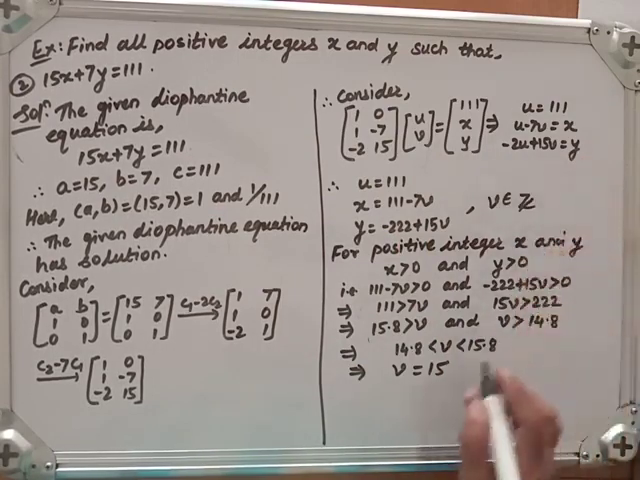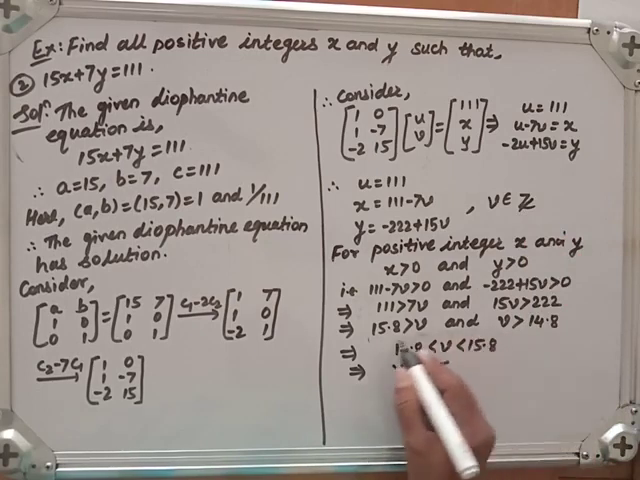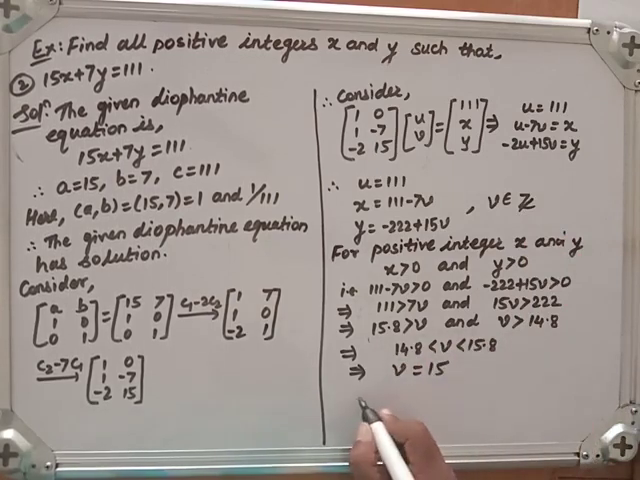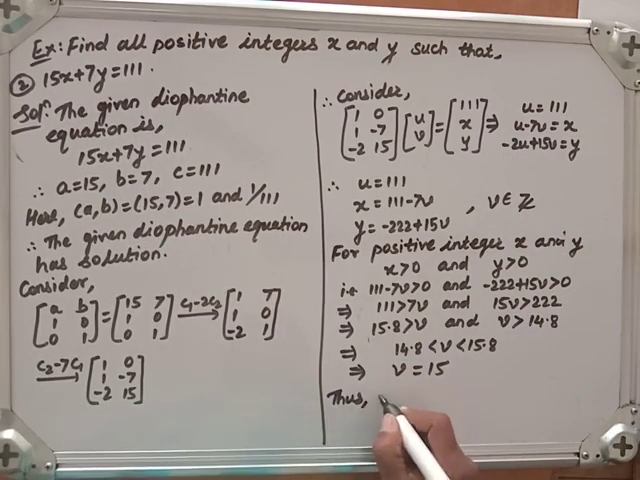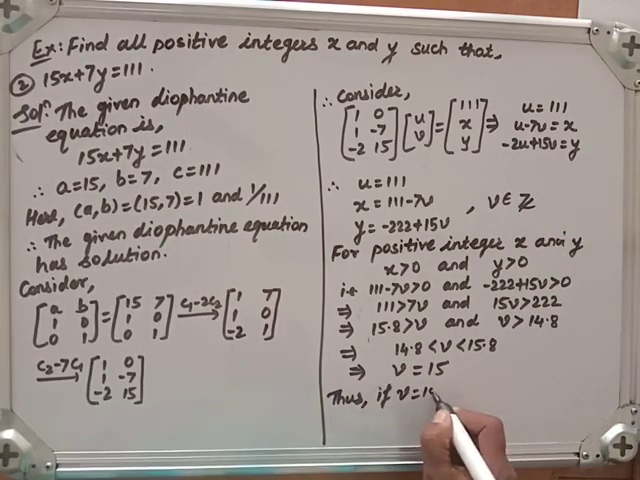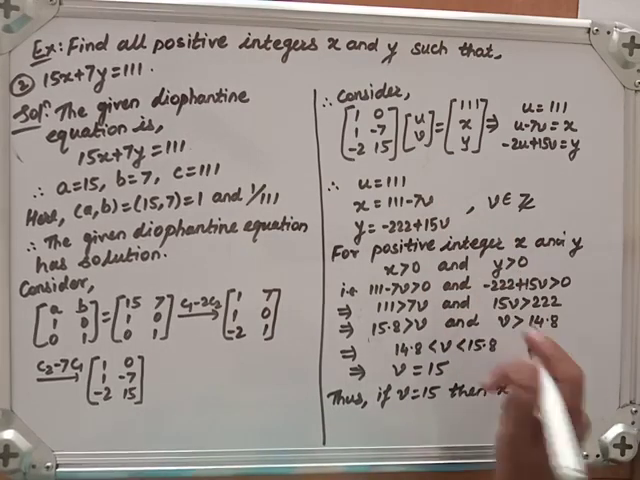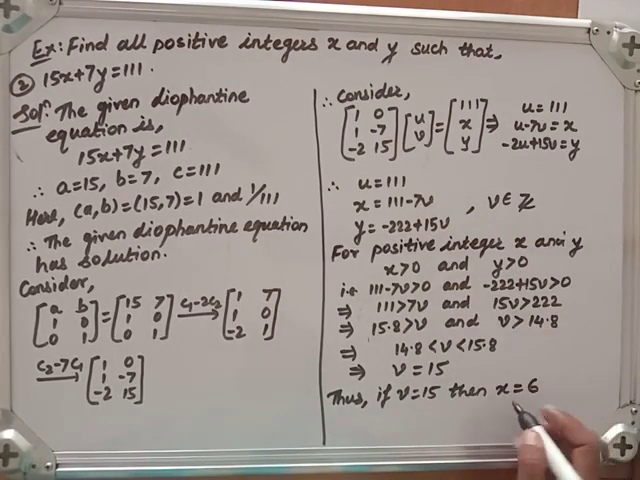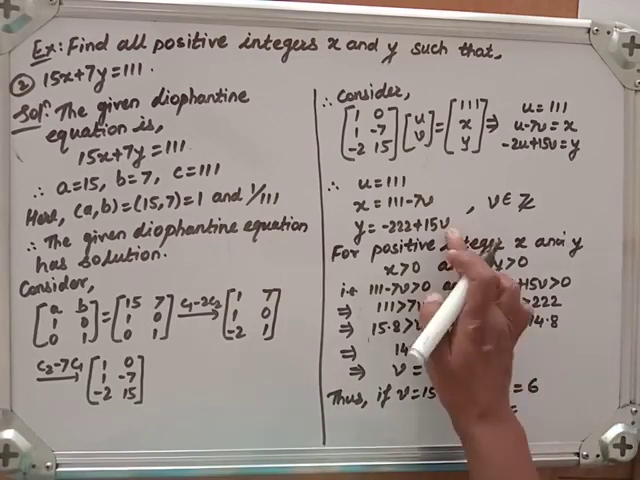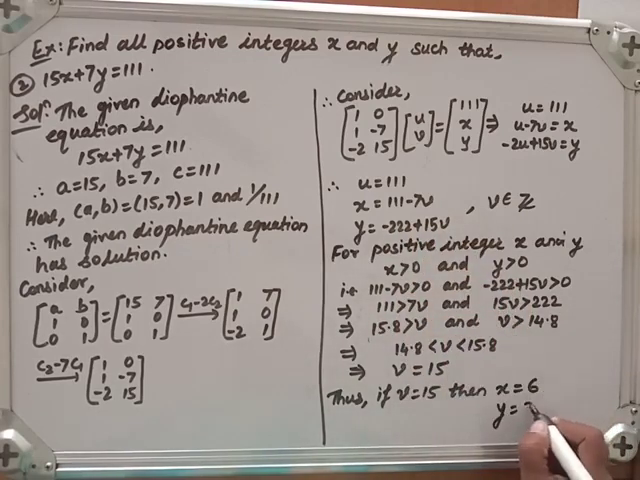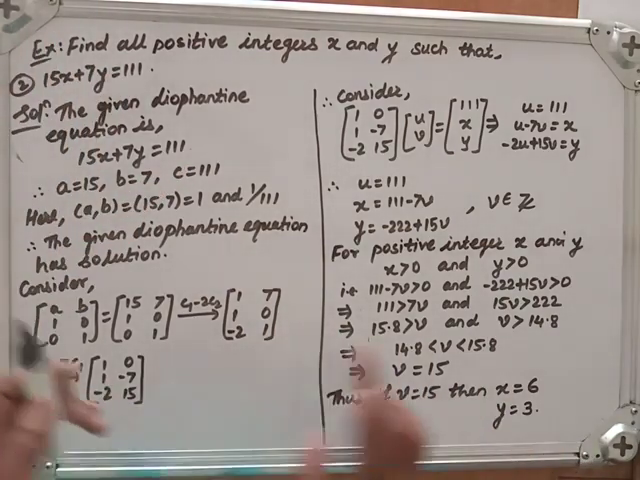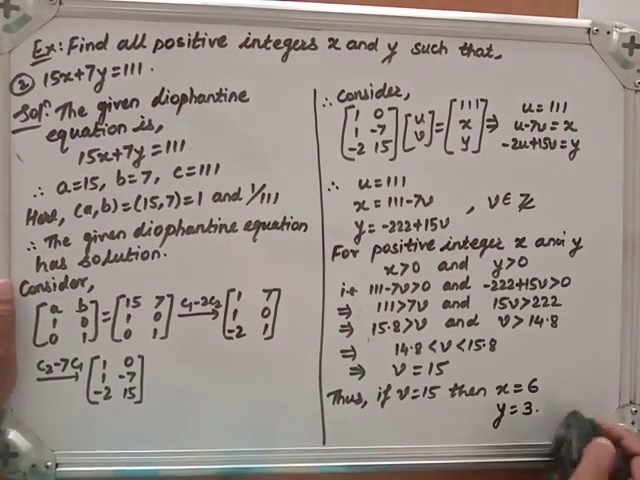Now the question is left for v. So v is what here? 15. And the integral value in between these two is 15. Thus if v is 15, then put v as 15 here, then x will be what? 6. And what about y? Y is 3. So these are the values of positive integers x and y which satisfy this Diophantine equation.